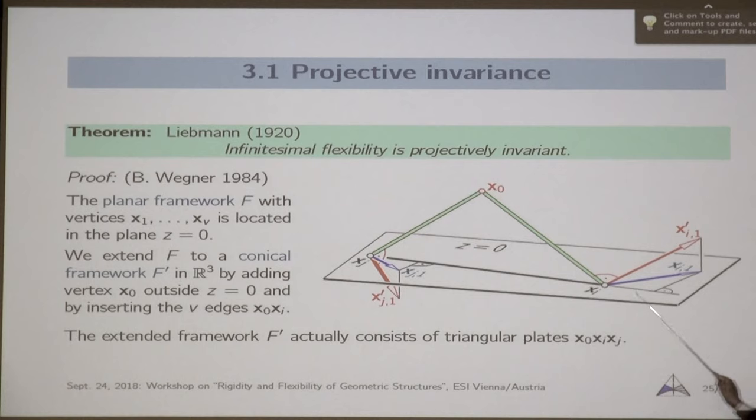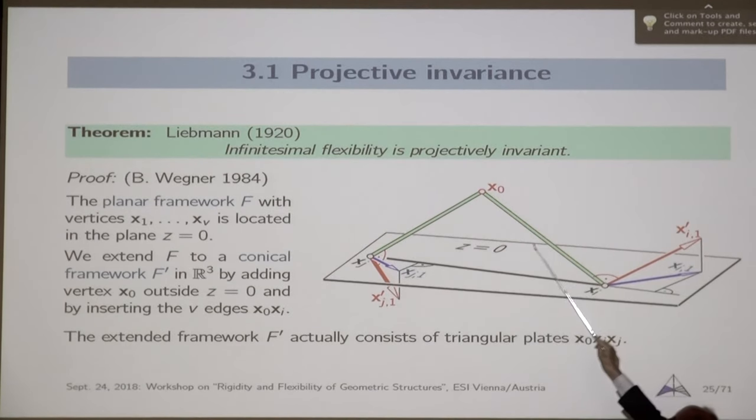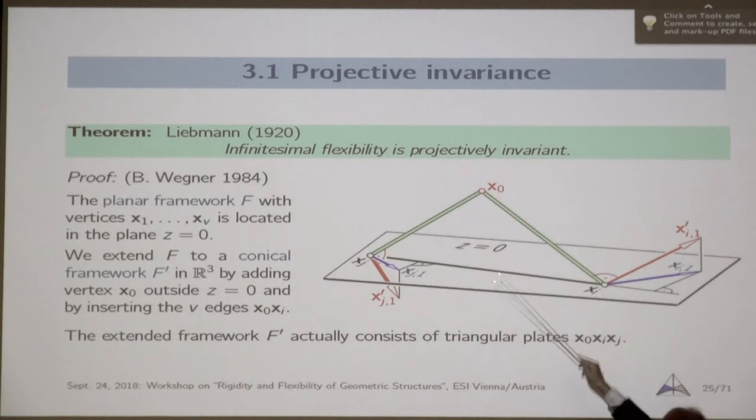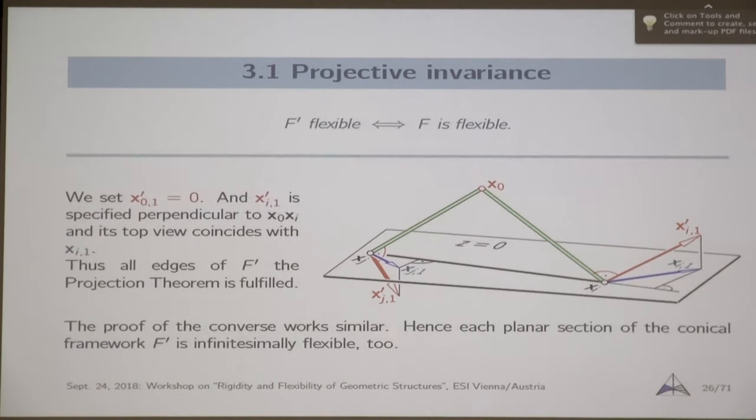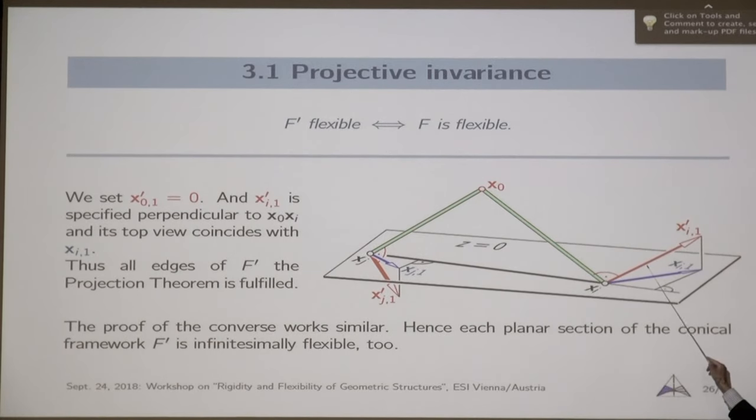And now we can lift the blue vector to a red vector, which is perpendicular to this green bar. The same here. So we could say the top view is the same as before, but we lift it. And now we see for this bar, the component of the zero vector is, of course, zero. And because of the orthogonality, also here it's zero. So the projection theorem is also valid for the green bars. And we can state that the spatial framework is infinitesimally flexible if and only if the planar is.